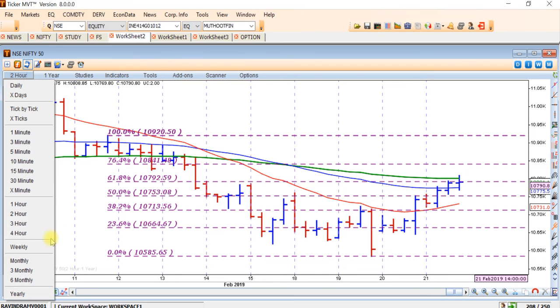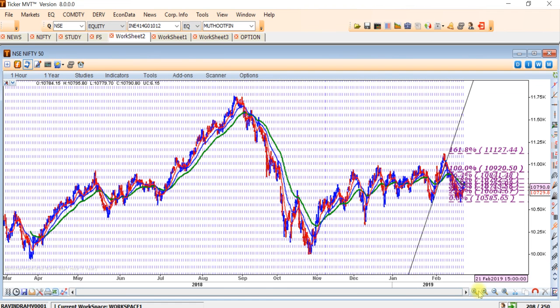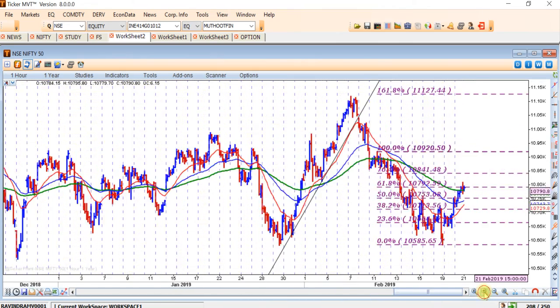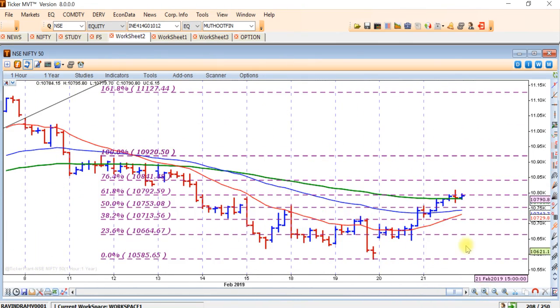Again, if we change it into the hourly chart, we will see that as per the hourly as well as the two hourly chart, the 20 EMA is just about 10,713. So in my view, it may happen that the market comes to 10,753, tests support, penetrates, and then tests support at the 20 EMA and then bounces back.